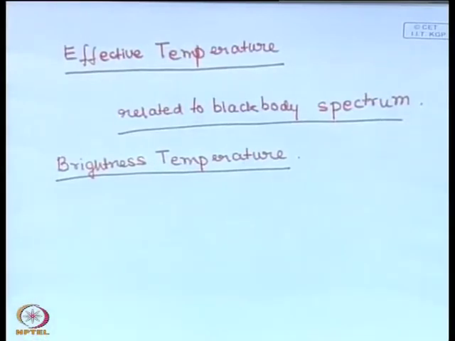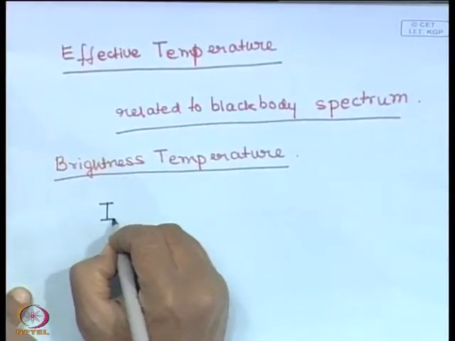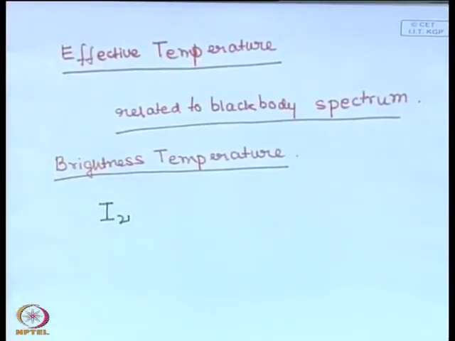Now, what is the brightness temperature? Let us just see. Suppose we have measured the brightness of the radiation from a source. By brightness, we quantify the brightness of the radiation using specific intensity, right. So, suppose we have measured the specific intensity of the radiation from a source, and now suppose we assume that the source is a black body.